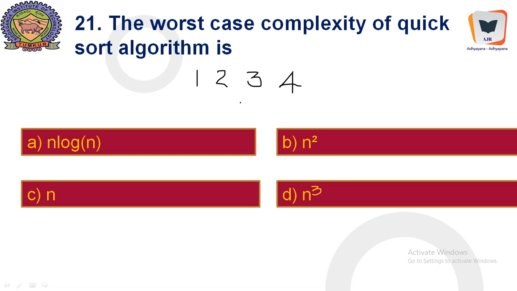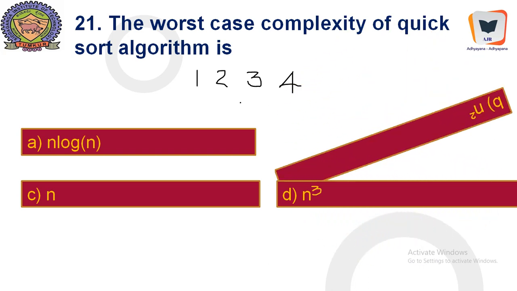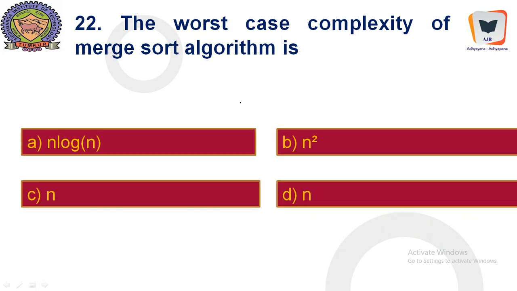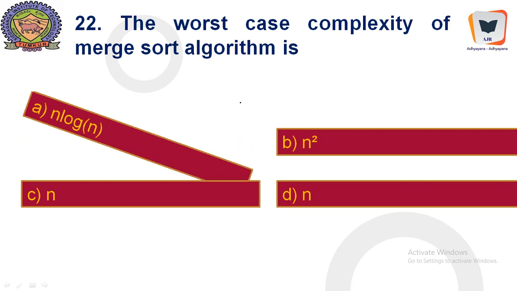Of course, in order to understand this, we have to take a deep dive, and I request my interested viewers to go through a tutorial on the divide and conquer strategy, wherein quicksort is elaborately discussed. Anyway, the worst case complexity of quicksort is n square. The worst case complexity of merge sort is n log n. It should be at our fingertips, of course, n log n.